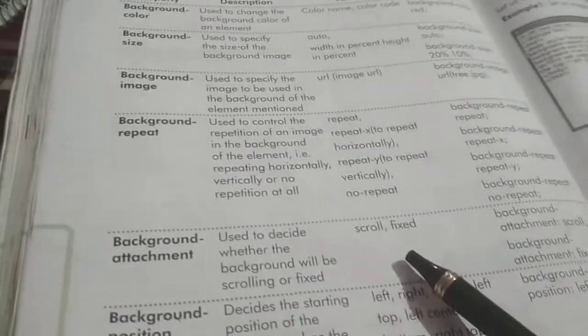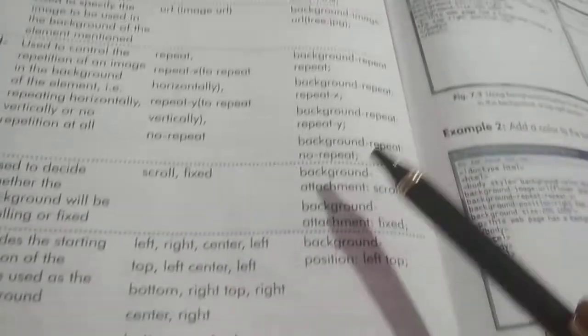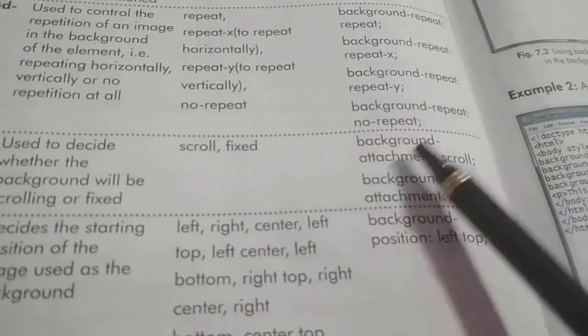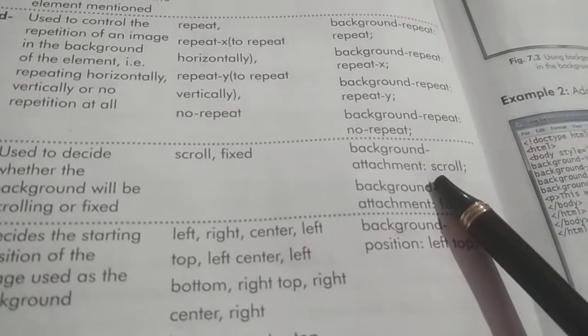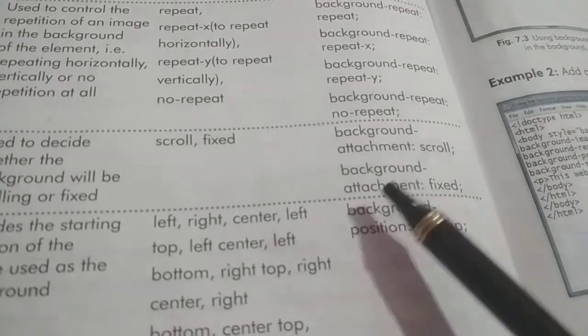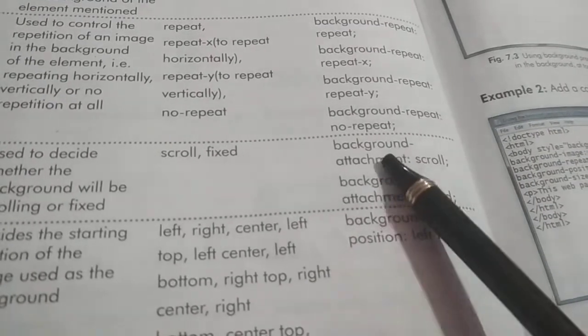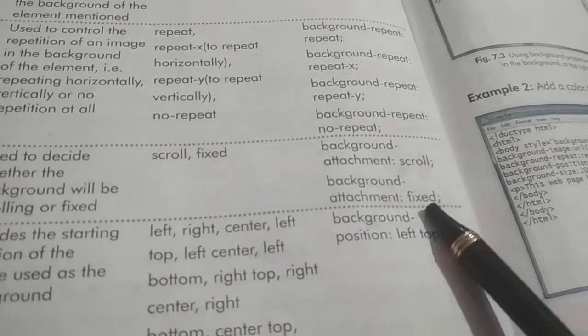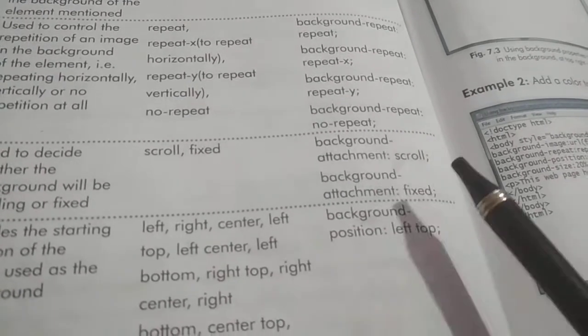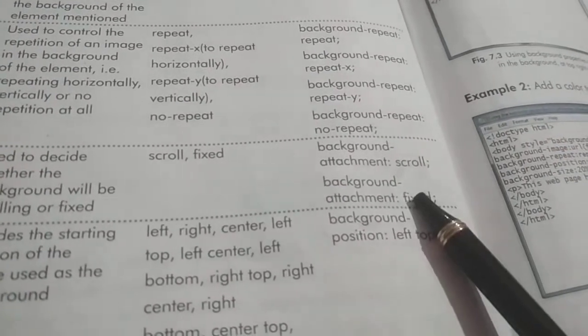Okay. Now what is the value? Scroll or fixed. Example, background attachment scroll. If you have to scroll, then we will use this scroll. Scroll means it will move. Okay. Now background attachment fixed. That means it will not move. It will stay at the fixed level.